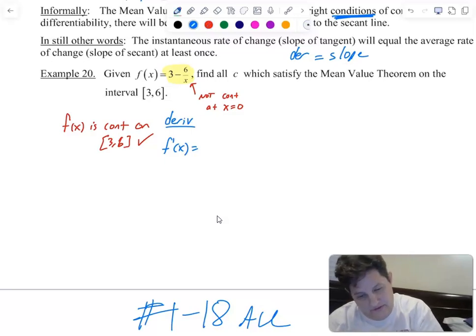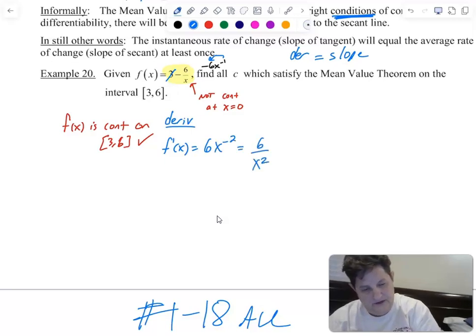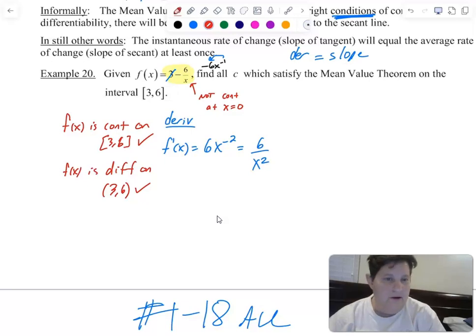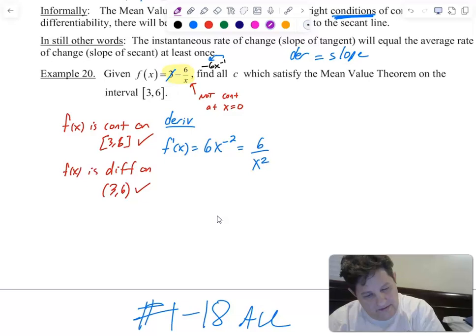And then let's go ahead and take the derivative of this. Now look, guys, we know this is negative 6x to the negative 1. So the derivative is negative, nope, positive 6 over x squared. And guess what? That derivative exists everywhere. So it's differentiable on 3 to 6. Okay, so we check, we meet our conditions. That's the derivative. Then we find the slope.